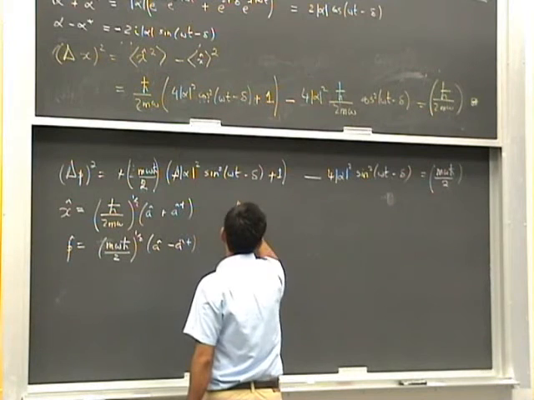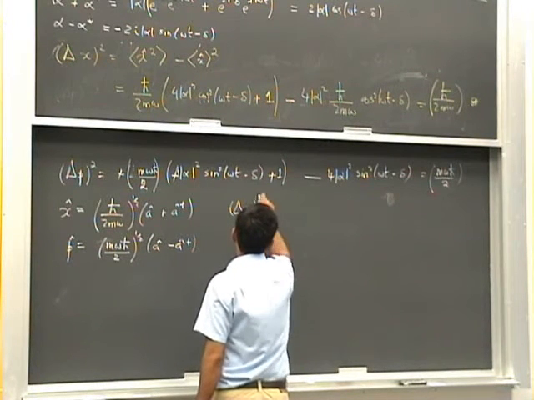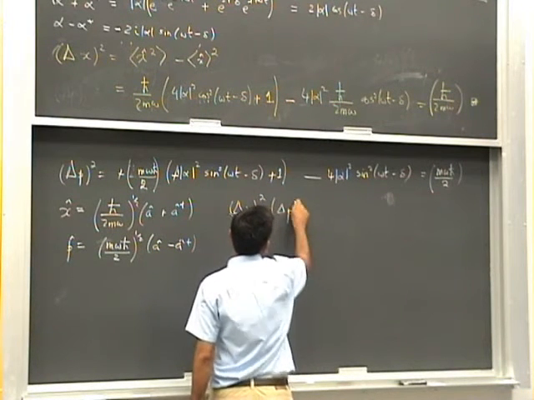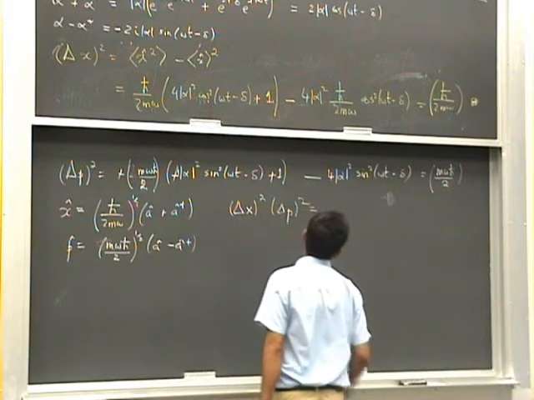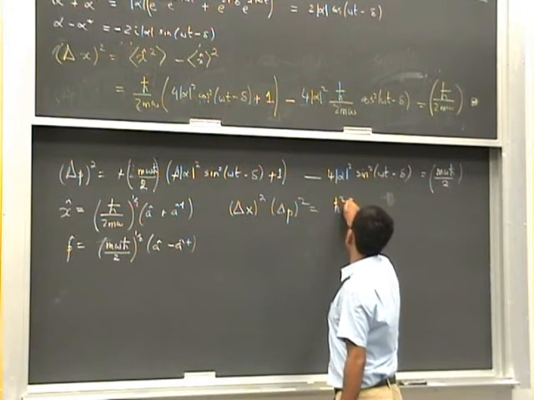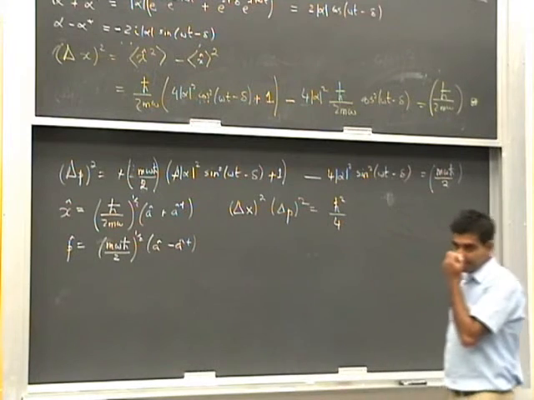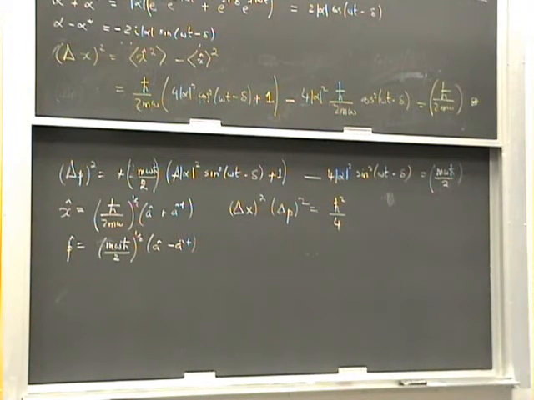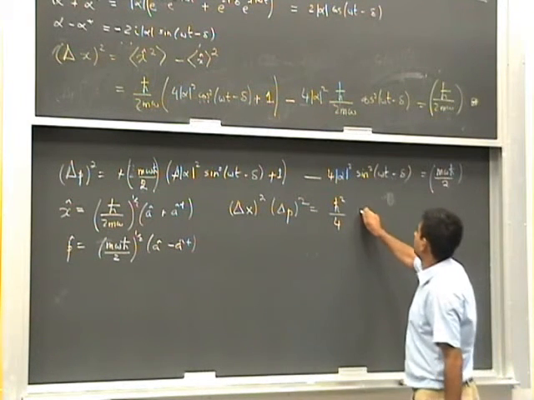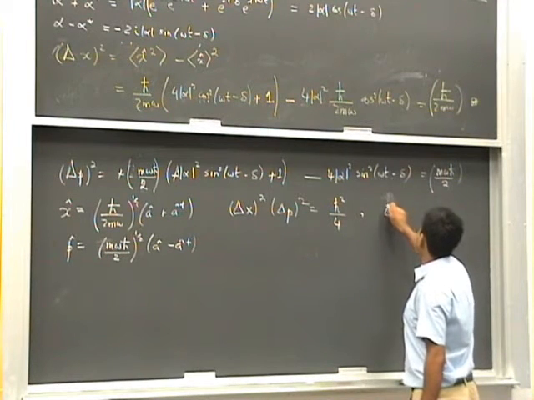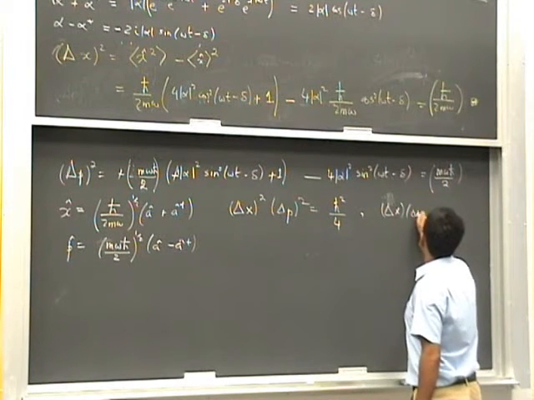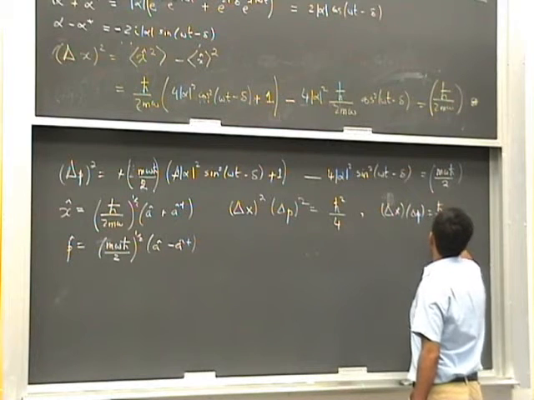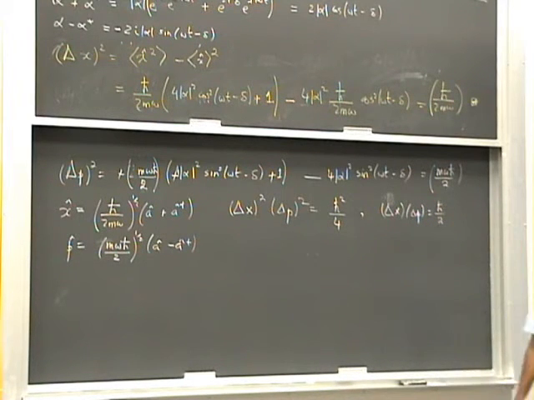So delta x squared into delta p squared, what is this equal to? This equals h bar squared over 4, for this coherent state which is evolving with time. And what is delta x delta p equal to? H bar over 2. So is this a minimum uncertainty state? Hence, what should this form look like? Gaussian.